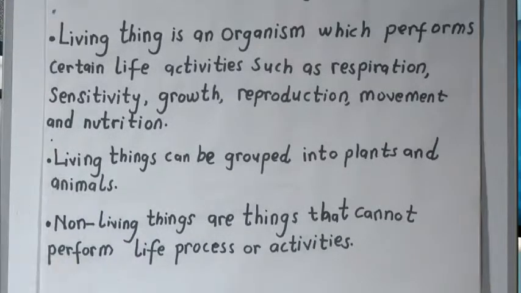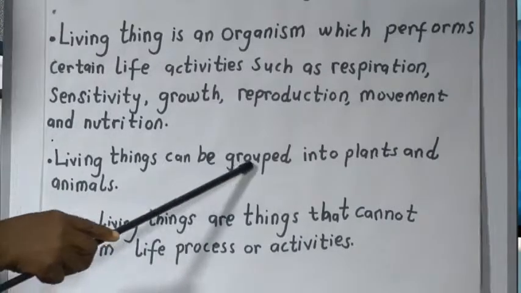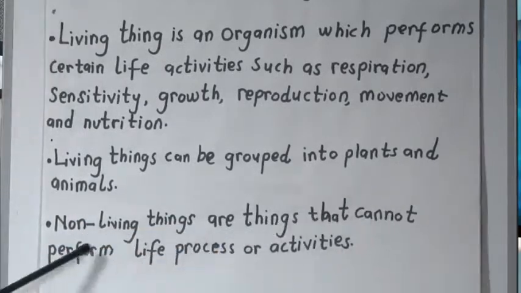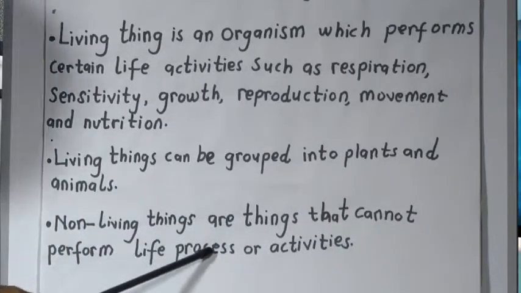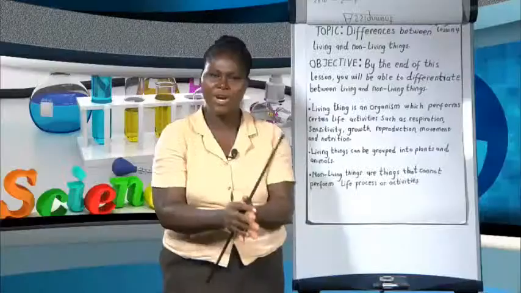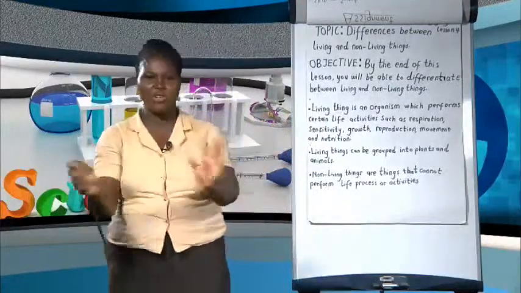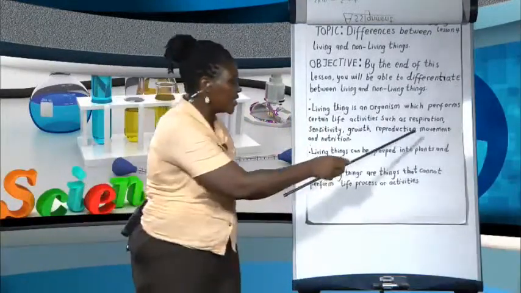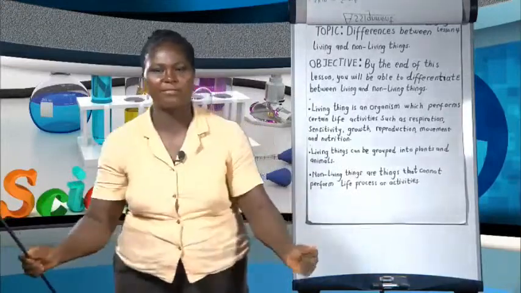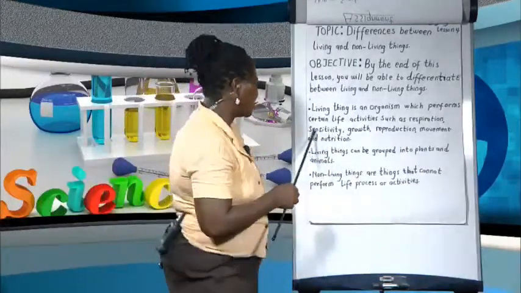Now let's look at the definition of non-living things. Non-living things are things that cannot perform life processes or activities. So what we saw on our screen, non-living things cannot do. They cannot eat and get energy to walk.